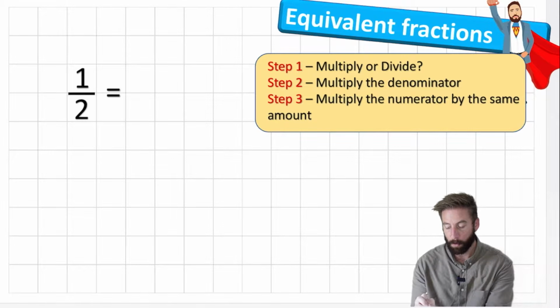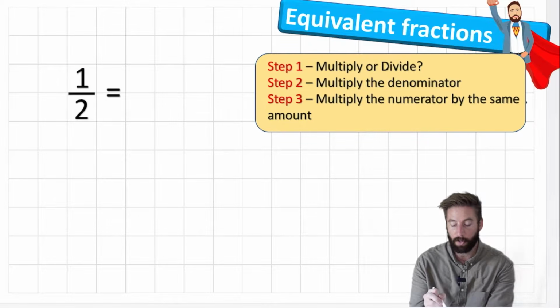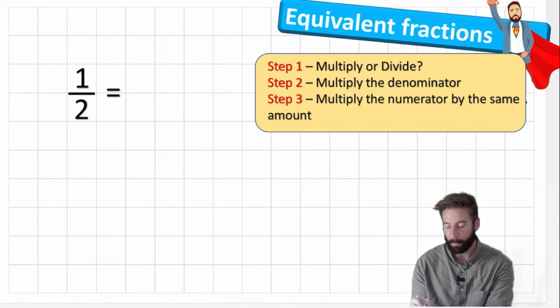So step 1 says multiply or divide. Well, what does that mean? It means that multiplying and dividing is what we're going to do to find an equivalent fraction. But what I can see here is that we can't divide because 1 cannot be divided. So we're going to have to multiply. So I've done step 1, I've decided I'm going to multiply. And then it says step 2, multiply the denominator. So I'm going to pick my denominator here, and I'm going to multiply it by something. For example, multiply it by 2.